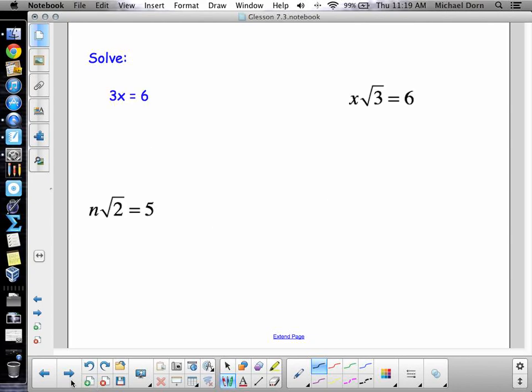I made up a little worksheet. The other thing we're going to work on a little bit is solving equations with square roots. Now, people get bent out of shape, but it's really no different than this. 3x equals 6. How do I solve that? That's really simple. No square roots. Divide both sides by 3. X is 2. So if I have x root 3 equals 6, I'm just going to divide both sides by root 3.